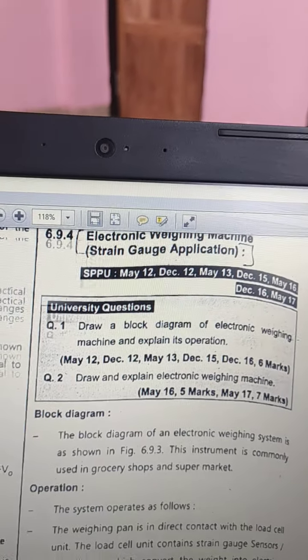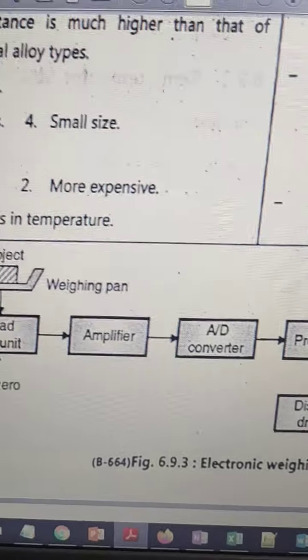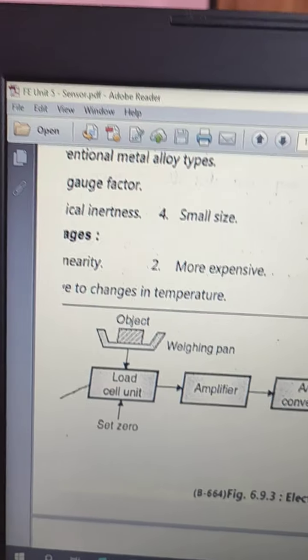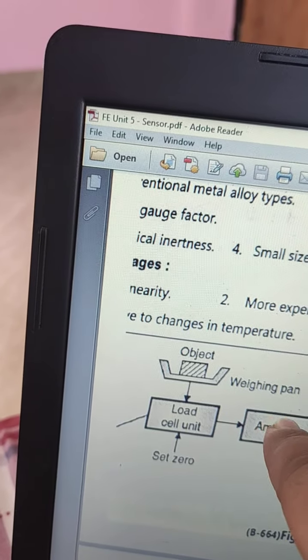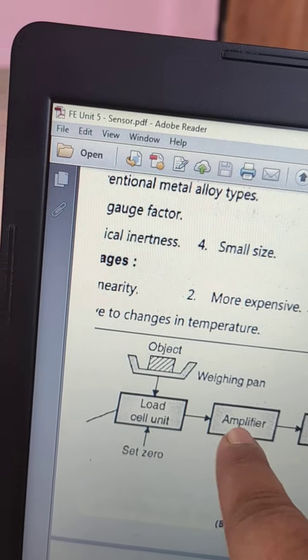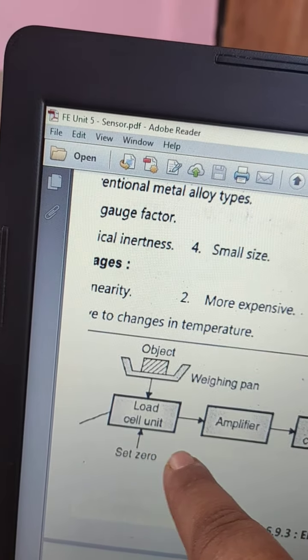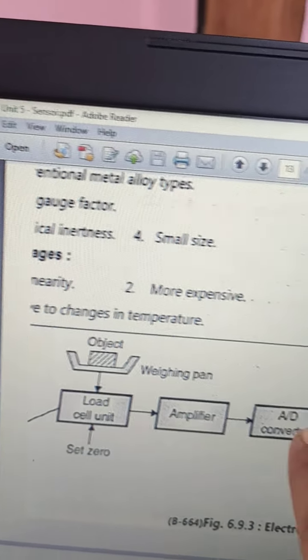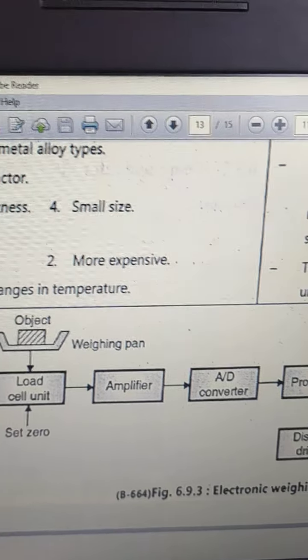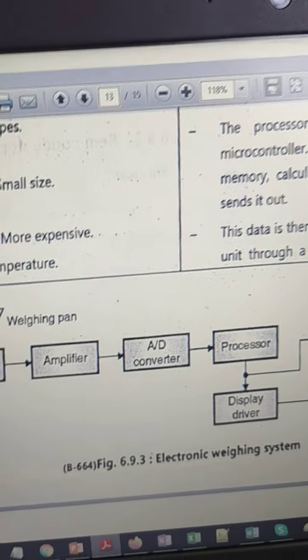And the last topic is the electronic weighing machine. It is again very simple, generally used for the measurement of weight. Whatever object we place on the weighing pan is a load cell unit. First we set it to 0, apply to the amplifier, which amplifies it, apply to the A to D converter, which converts the analog signal to digital, then the processor, and from the processor to the display.